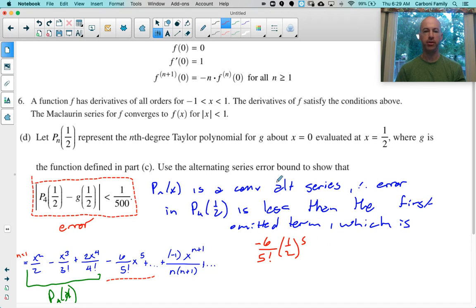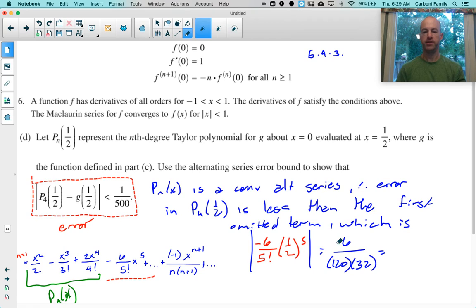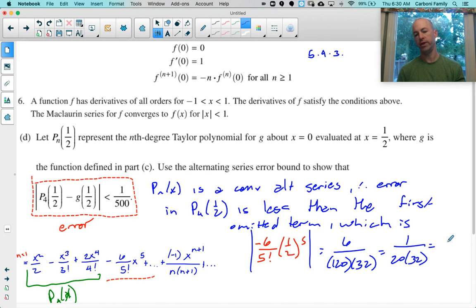And the magnitude of that, we take the absolute value of that. And that gives me 6 over 5 factorial, which I'm really not good at factorials. Now 5 times 4 is 20, times 3 is 60, so it's 120, times 2 to the fifth, which is 32. 6 over 120, oops, that negative shouldn't be there. 6 over 120 would reduce to 1 over 20. So that's 1 over 20 times 32. 20 times 32 is 640, which is less than 1 over 500, which is what they asked us to do. And I'm finally done with this problem. Man, that was a booger.